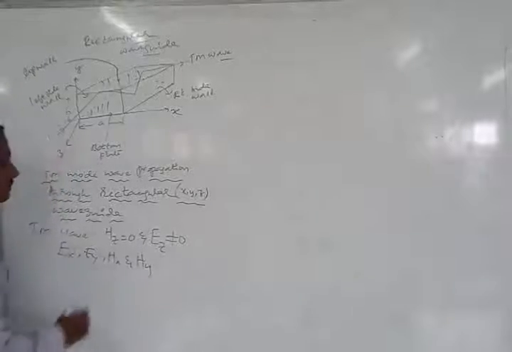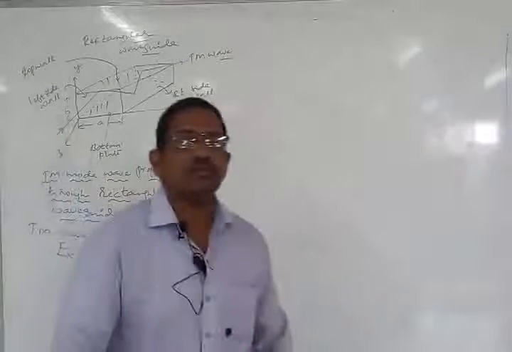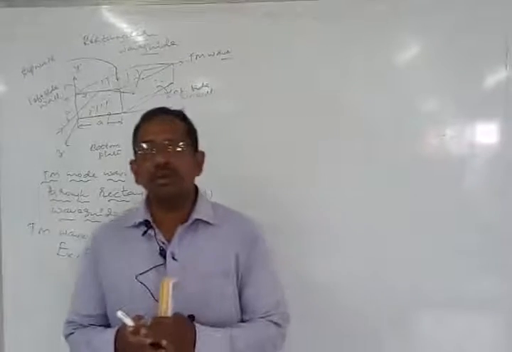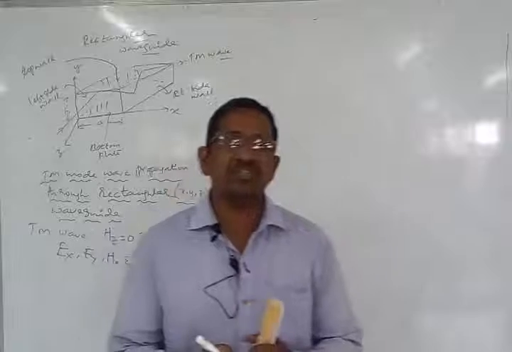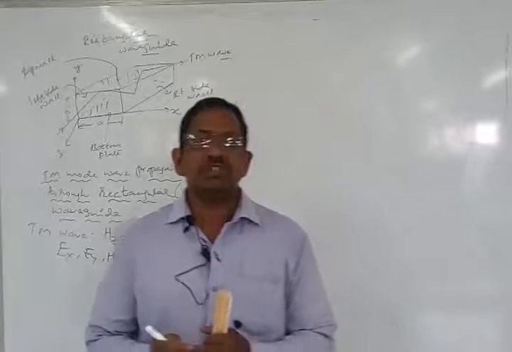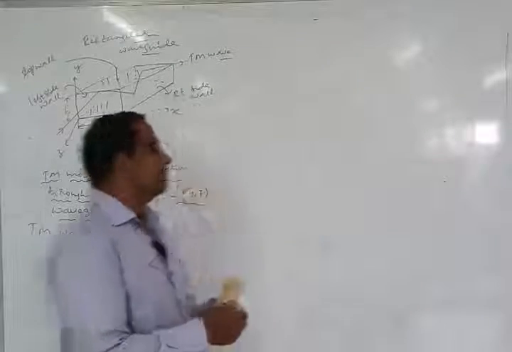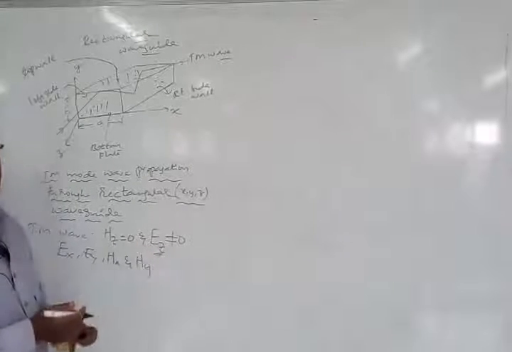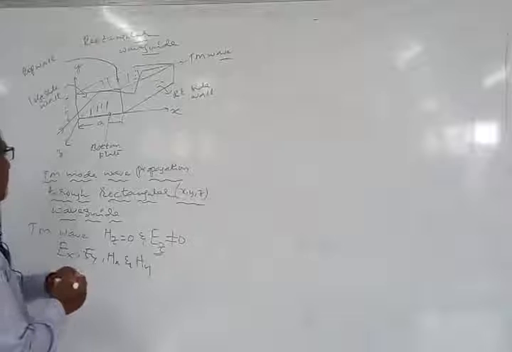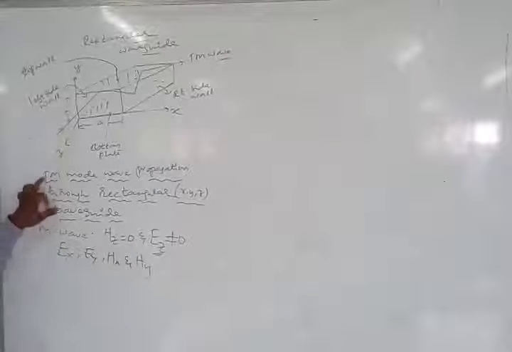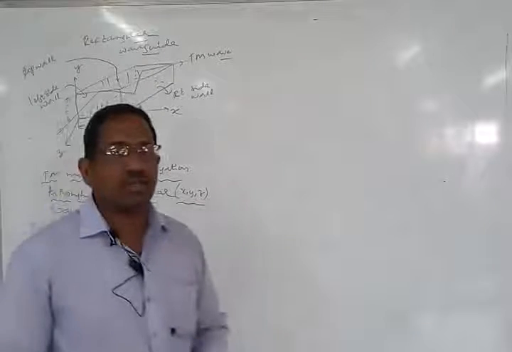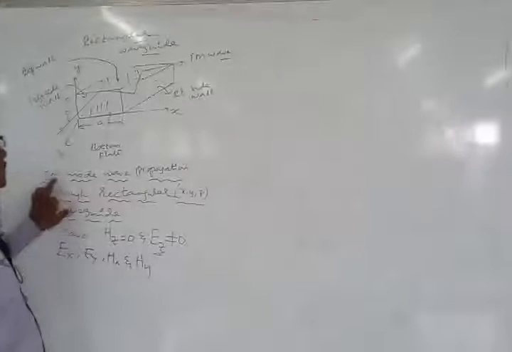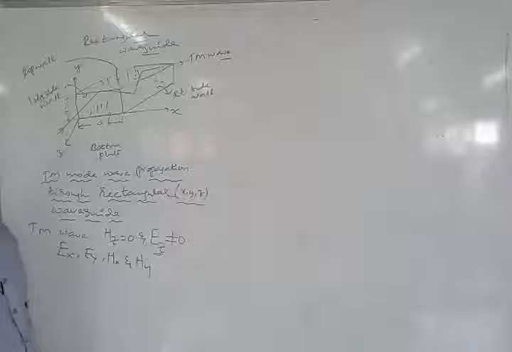To find this out, first of all we have to start with the wave equation. What do we have to depend on to start with the wave equation? The wave equation is represented by using Maxwell's equations. Once we solve the wave equation, then we have to find out the expression for the Ez component, because in a TM mode wave propagation, what is the meaning of TM mode? Transverse magnetic mode. The magnetic field is transverse to the propagation of the wave.